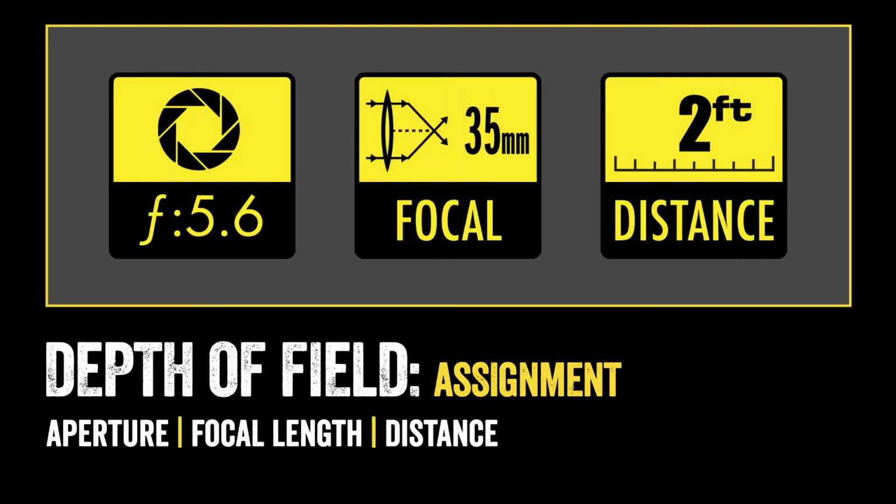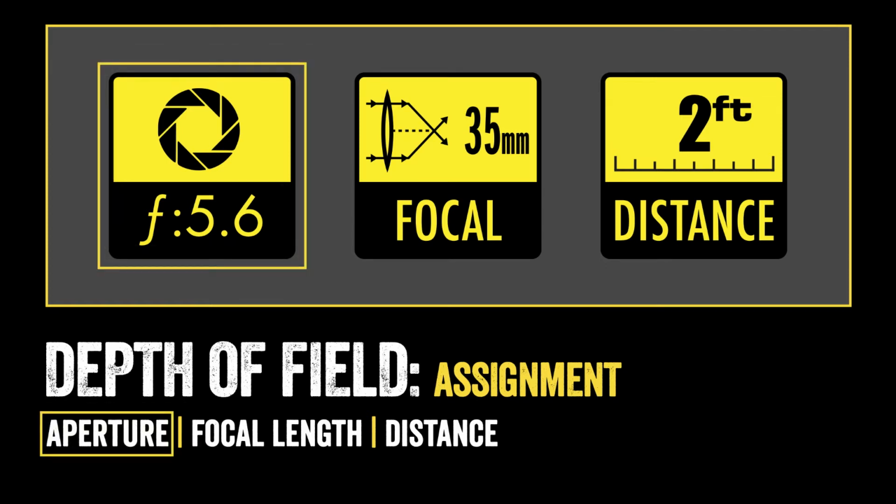This is a video guide to our depth of field assignment. Today we'll be shooting 3 sets of 3 photos, and each one of those sets will deal with one of the 3 factors that affect depth of field. The first will be adjusting our aperture. We'll keep our focal length the same and our distance the same.